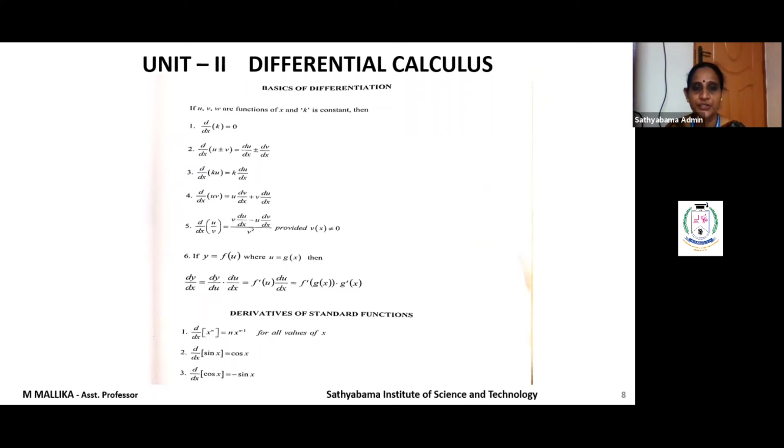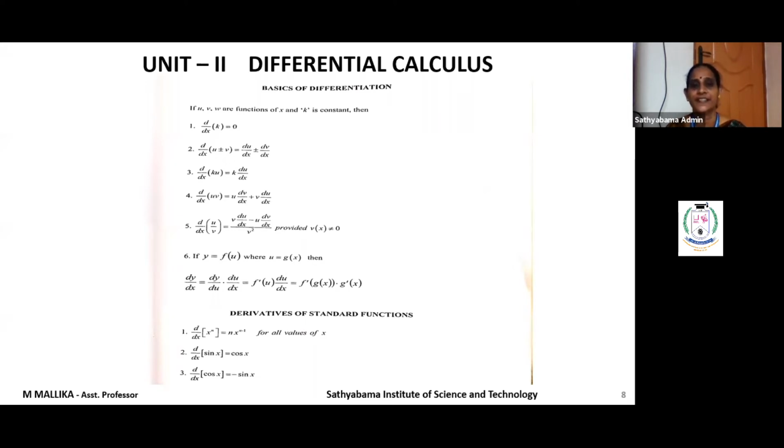Then the addition rule and the subtraction rule of functions, the derivatives. Then the famous product rule under differentiation, which is u into dv by dx plus v into du by dx, and the quotient rule under differentiation, namely v du by dx minus u dv by dx by v square, provided v is not equal to 0. So at least you should know these basics.